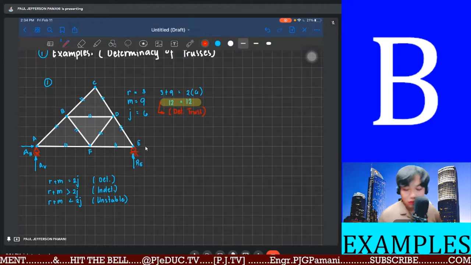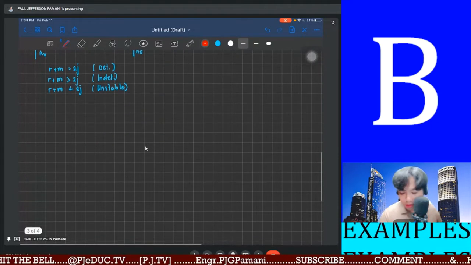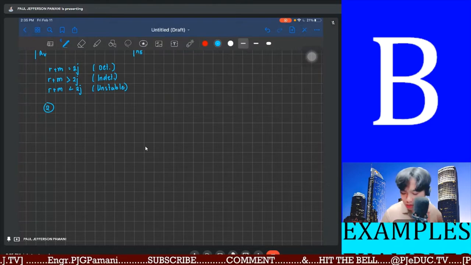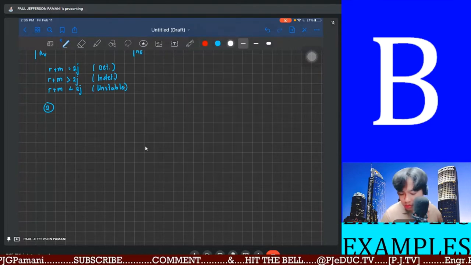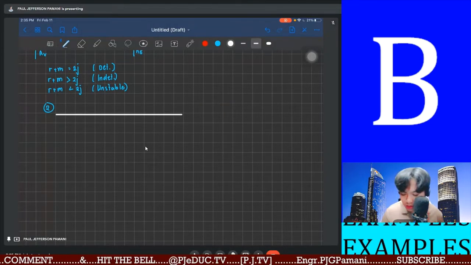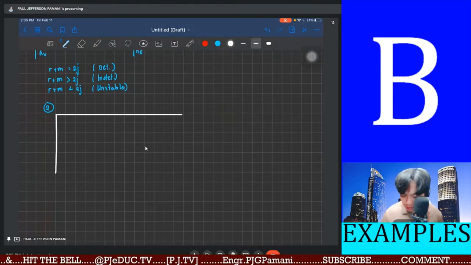Yes, sir. So, randomly, bigay tayo ulit ng bagong example. We have number 2, random. Magbigay lang ako ng kahit ano dito. So, for instance, I have this truss system.